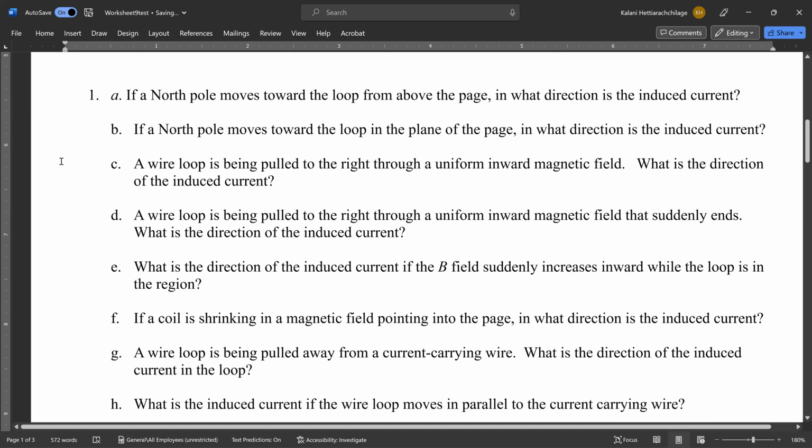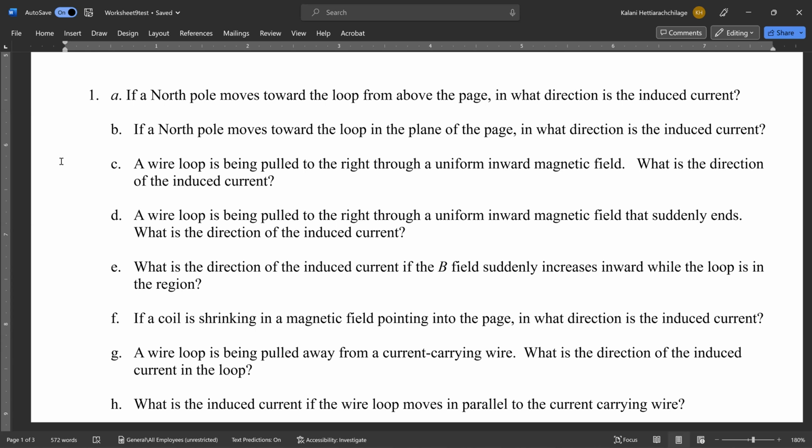Okay, so those will be the parts that we are going to do here. Now the first question: I'm doing some conceptual understanding to understand the direction, that means the Lenz direction of Faraday's equation. If a north pole moves toward the loop from above the page, what is the direction of the induced current?